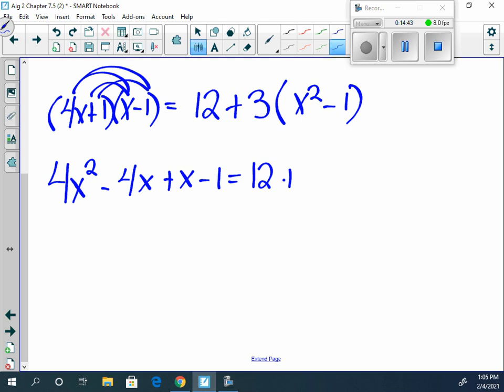Now, we don't do anything to the 12 because there's nothing being multiplied by 12. It's just by itself, so we'll just rewrite it back down. But we will have to distribute the 3. So I have 3 times x squared, which is 3x squared. And 3 times negative 1 will be negative 3. Any questions here?